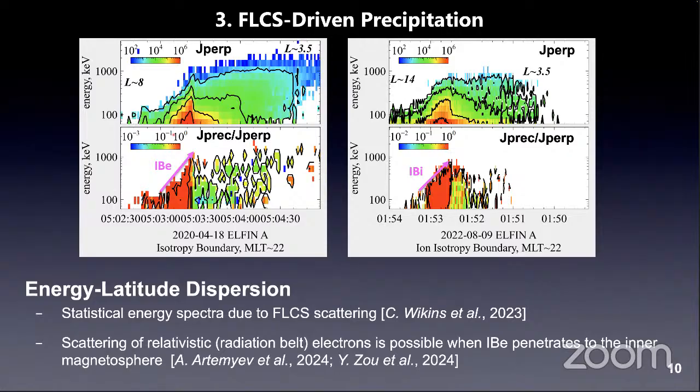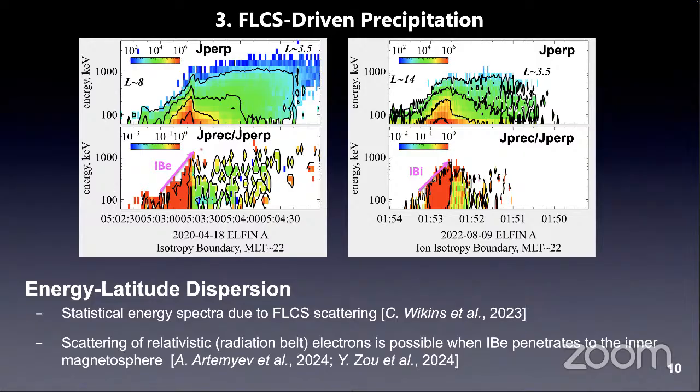Also, more recently, I would like to point to one of the recent studies using the ELFIN data, which has shown that this curvature scattering precipitation has been able to scatter relativistic energy electrons when they penetrate to the inner magnetosphere, or specifically to the outer radiation belt, as you can already see in this event on the left-hand side.